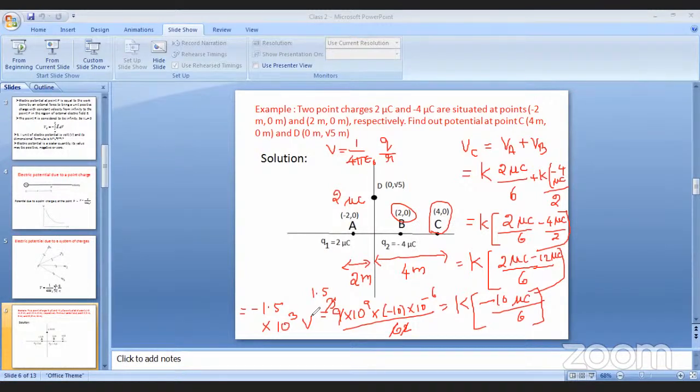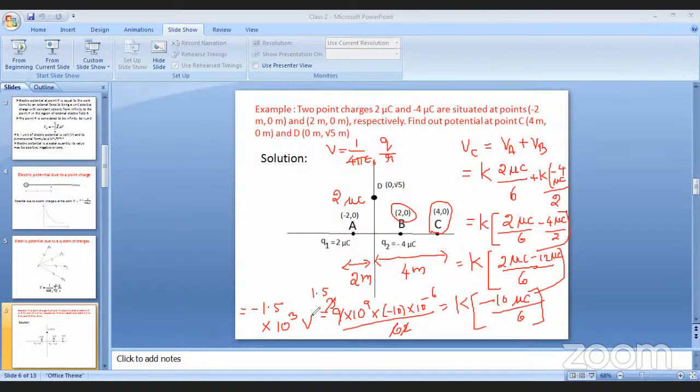Do you all understand this solution for this problem, students? Students, can you hear me? Yes, sir. Do you all understand this solution? Yes, sir. Okay, that's fine.